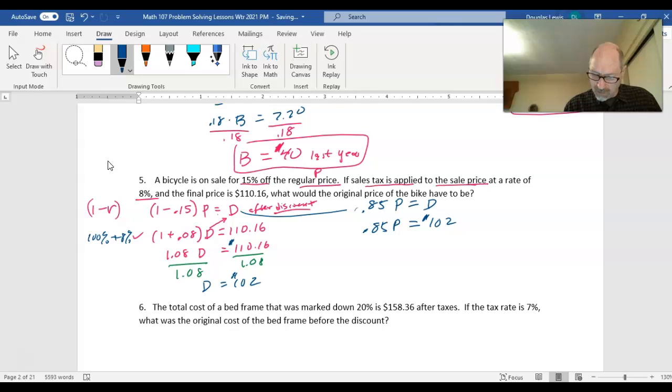Okay, now let's talk about why this is 0.85 here. The 1 minus 0.15 is 100% minus 15% is 85%. That's why we get the 0.85. That means that your discounted price, if you take away 15%, you're only paying 85% of the original price. And now that enables us to go ahead and solve this by dividing both sides by 0.85. And so we'll get P is equal to whatever 102 divided by 0.85 gives us, which is $120, our original price.